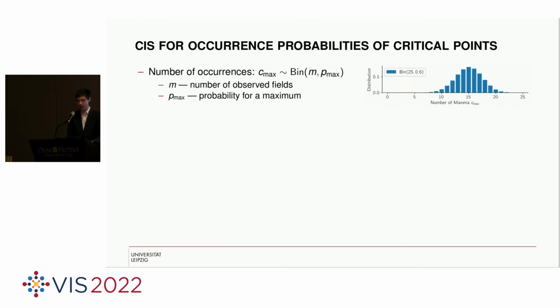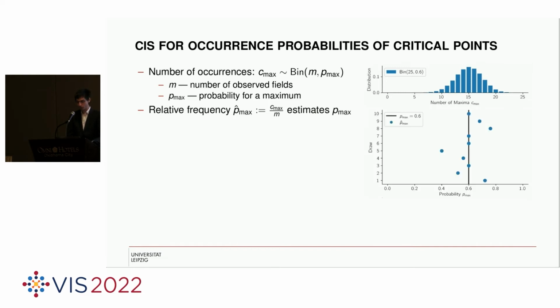Assume, for instance, that we examined 25 fields and that the probability for a maximum was 0.6. This results in the depicted distribution for the number of maxima at the grid point. We can use relative frequencies to estimate the true probability for a maximum. Computing this estimate from several draws of the binomial distribution, we obtain results that vary around the true probability indicated by the black line. Our goal is to compute confidence intervals for Pmax to capture the extent of this uncertainty.